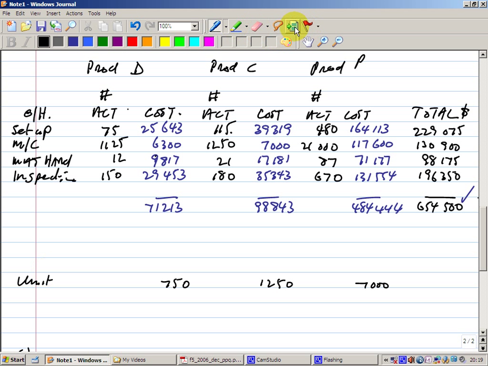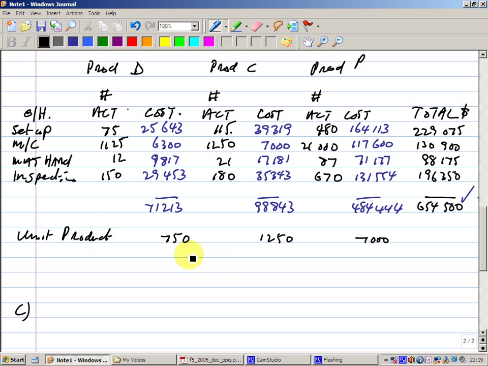Next thing we want to do is to calculate what the overhead per unit is, and the units produced here we get from the question as these figures here. So the overheads per unit can be worked out simply: 71,213 divided by 730, and that gives us the figure that we're looking for, which is 94.95, 79.07 and 69.21. So they're the overheads as calculated under activity-based costing.